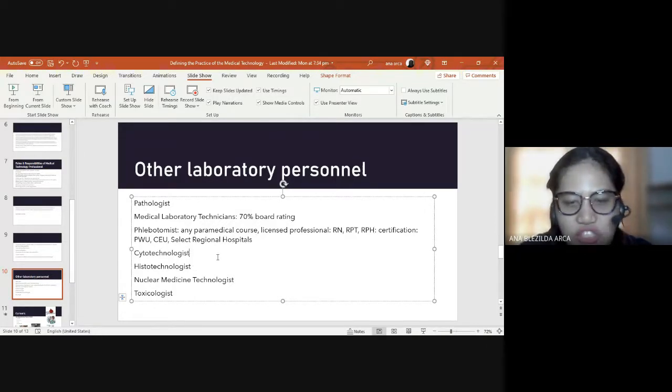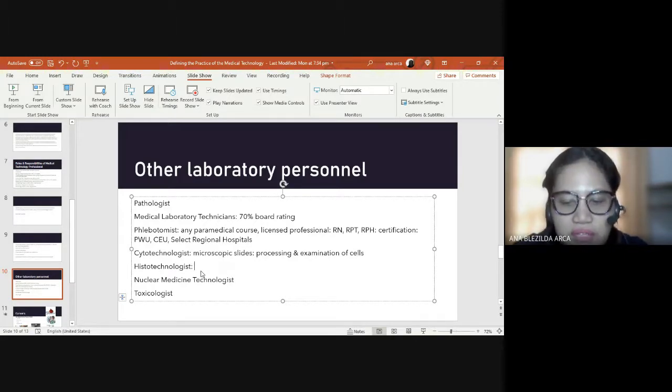For the cytotechnologist, this is an expert sa mga microscopic slide. Okay? So, examination of cells, yan ang kanyang specialty. Examination of cells and processing of cells. So, processing and examination of cells. Yan ang expertise ng cytotechnologist. Ano naman difference niya sa histotechnologist? Kapag histotechnologist na yan, processing and examination of tissues. So, processing and examination of tissues. Yan. Yan ang mga histotechnology.